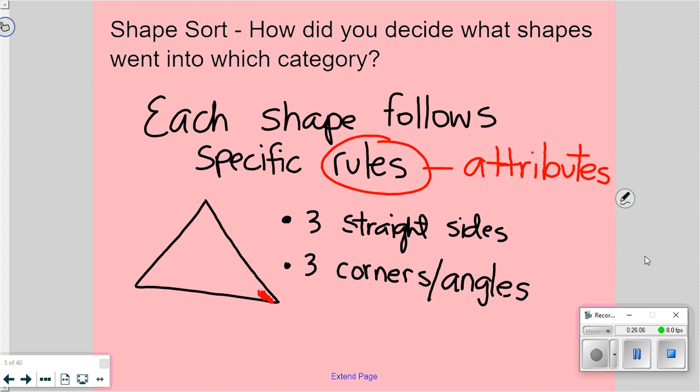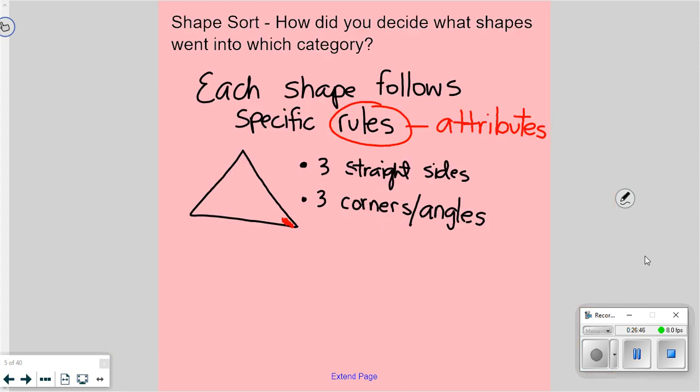Are there any other rules to being a triangle? Then put your hand down. Any other rules to being a triangle? Colby. That is not a rule to be a triangle. Nope, not a rule to be a triangle. Any other rules to be a triangle? So these are our rules, our attributes.